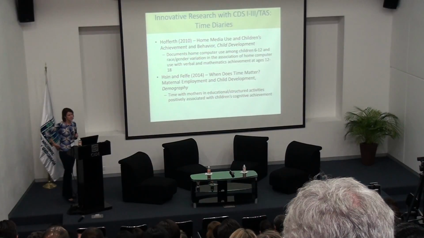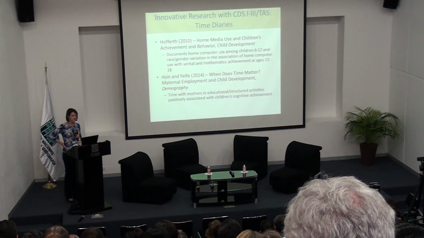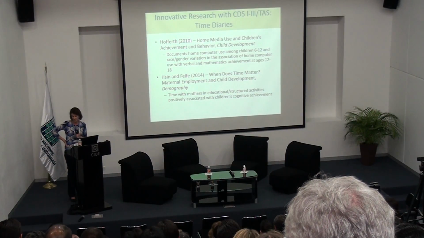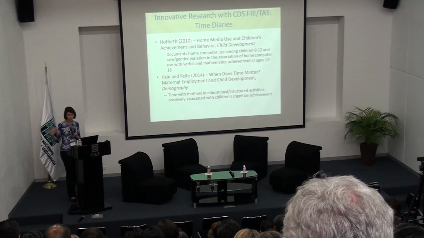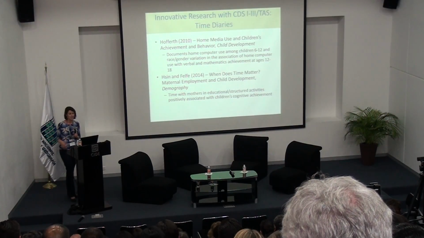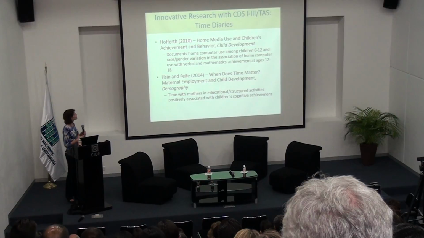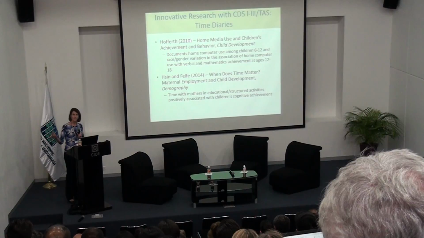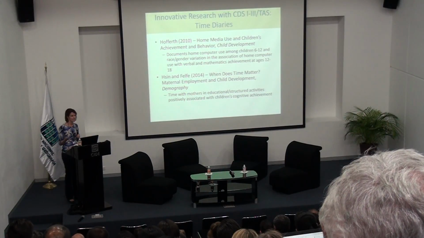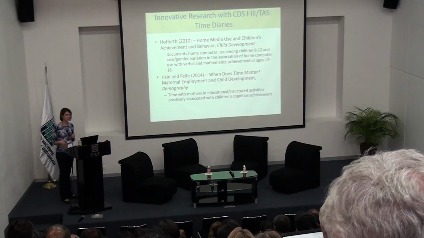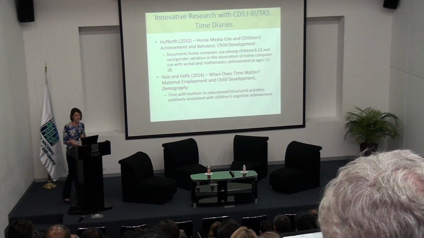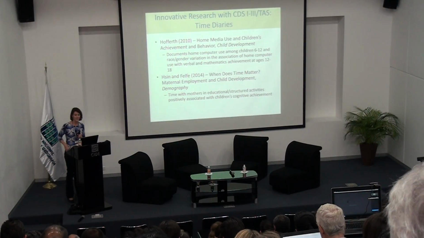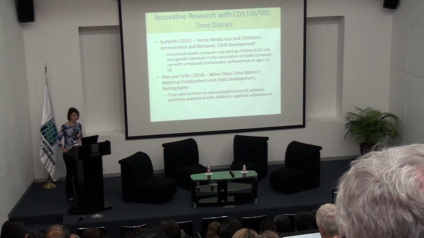So some innovative research from CDS and the Transition into Adulthood Study. First, I mentioned the time diaries. One of the most useful ways that the time diaries have been used is really just, as I said, to sort of inventory how children spend their days. Beyond that, the data have been used for looking at how time use at one point in time impacts outcomes at another point in time. So this piece by Hofferth looks at children's home media use, their television, their computer use, and looks at their achievement and behaviors 5 years later when they're in adolescence.